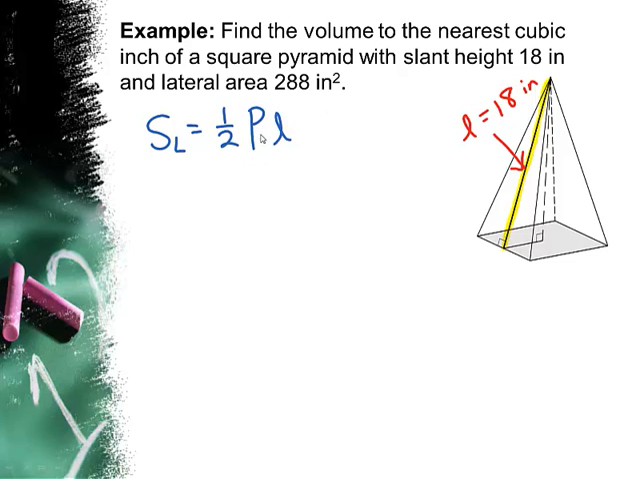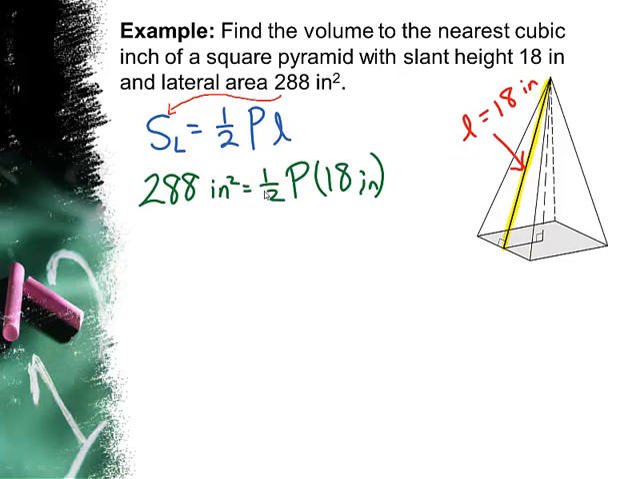Now, the reason it's very important to write both sides of the formula is this 288, you don't know where to put it if you only use this right side of the formula. It actually goes right here. And the 18 will go on the L. So substituting in, I have 288 equals 1/2 perimeter times 18 inches. Now in this particular example, I went ahead and I left the units in so you can see what happens. Now I have 288 inches squared is 9 inches times the perimeter.